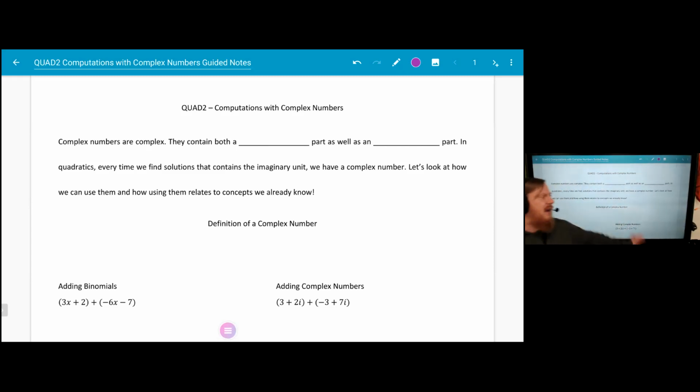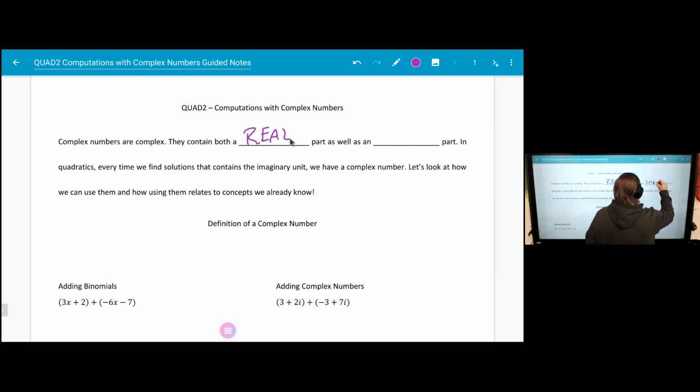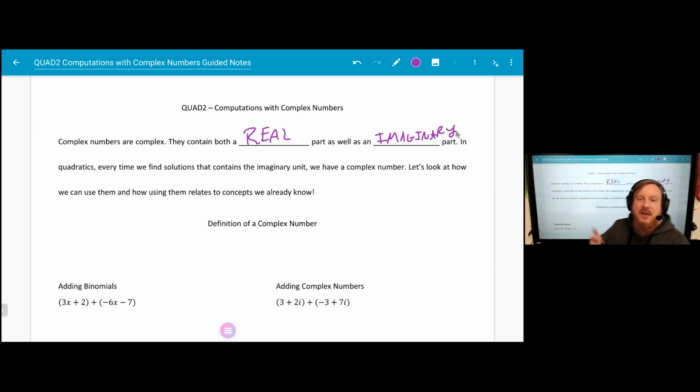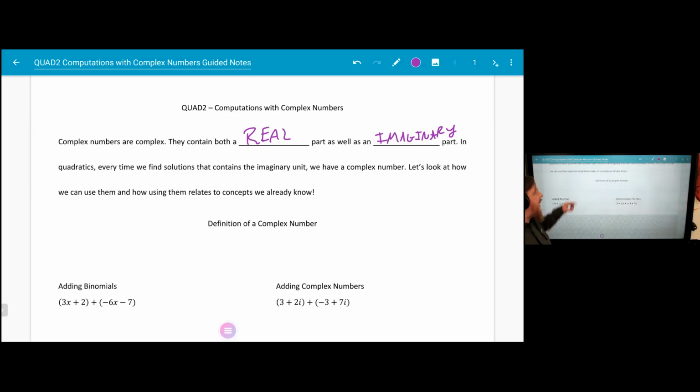What we start with is, complex numbers are complex, right? They contain both a real part, as well as an imaginary part. Now, we've already been talking about the imaginary numbers thing. We did that in quad 1, right? When you get a square root of a negative number, you end up with an imaginary solution. Now, the whole solution is what we call a complex number, right? So let's take a look at this, and we're going to do some concepts that we already know.